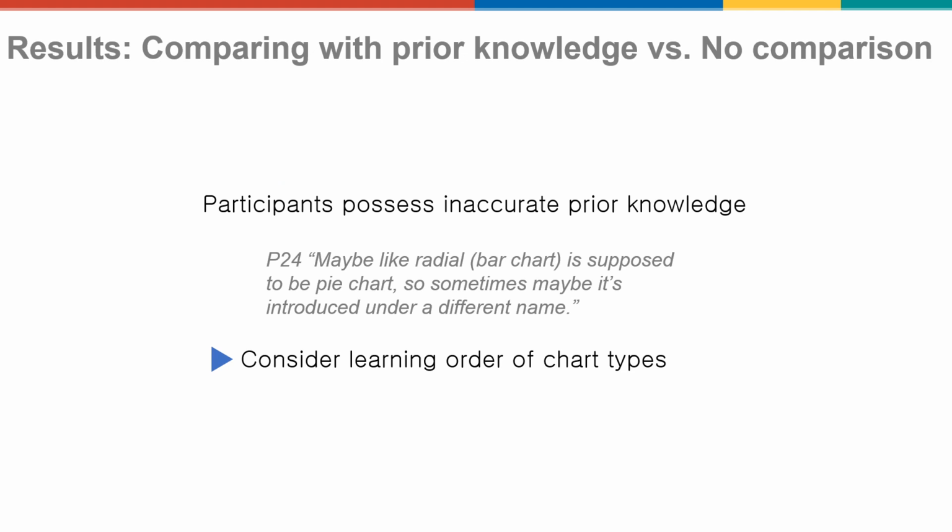Furthermore, some participants possessed inaccurate prior knowledge which disrupted their understanding of the new chart type. Future systems must make sure that the user's prior knowledge is sufficient. If not, the system can curate a sequence of chart types that the user can learn. For example, to explain a violin plot, the system can explain a histogram first and then compare it to a violin plot afterwards.